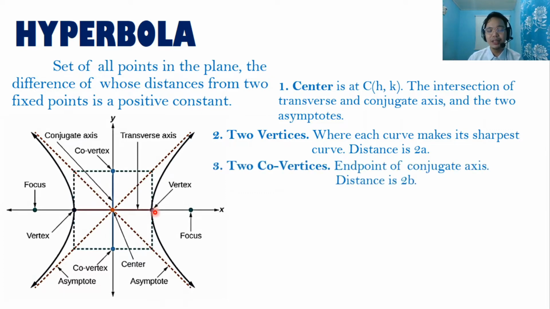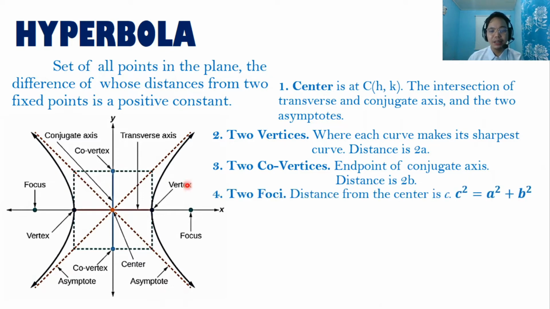The next part is the covertex or covertices. Ang covertices naman, nabanggit natin kanina, yun ay ang endpoints ng ating conjugate axis. And the distance from one covertex to another covertex, that is 2b. And from center going to one covertex, the distance is b.